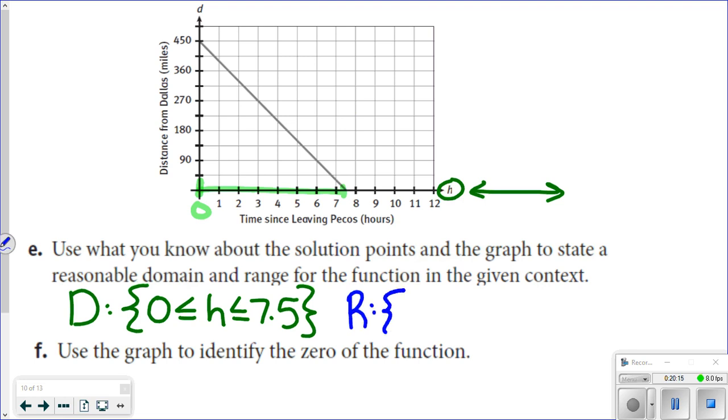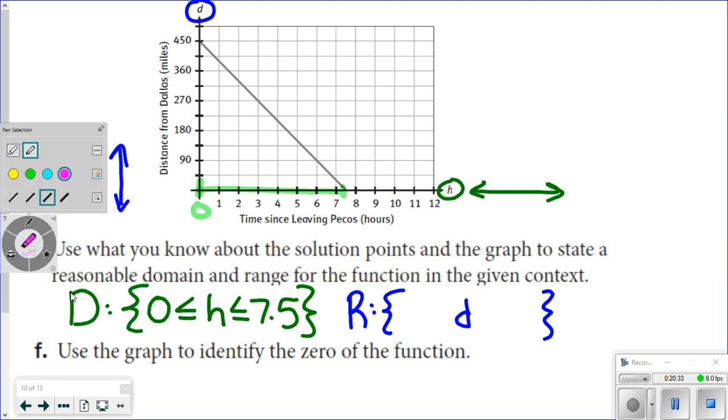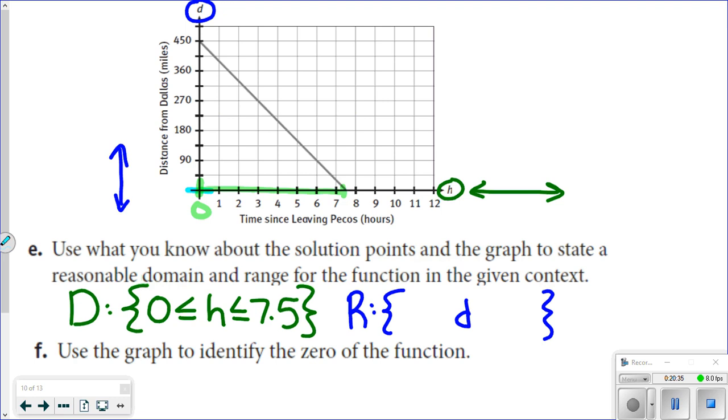So for our range, we also use fancy brackets. It's called set notation is how we write it. And for our range, we're looking at our y-axis, or in this case, we use a d for distance, for miles. And we're looking up and down vertically from low to high, from bottom to top. So we start right here at 0, and we go all the way up to 450. We stop at 450.